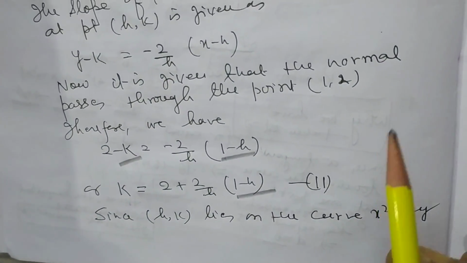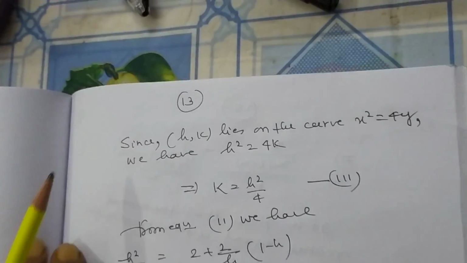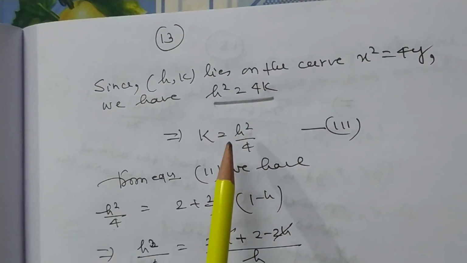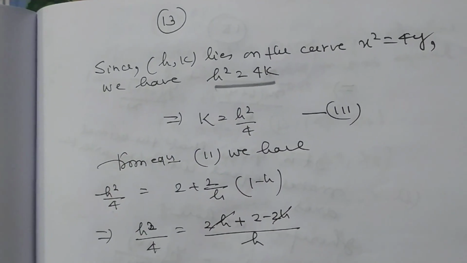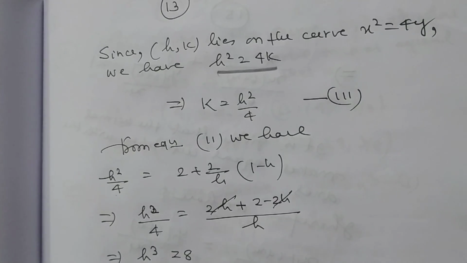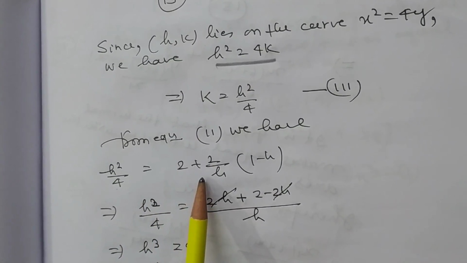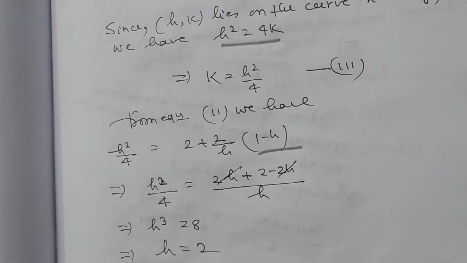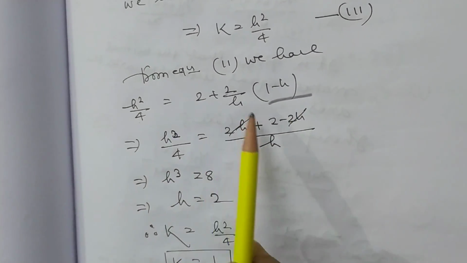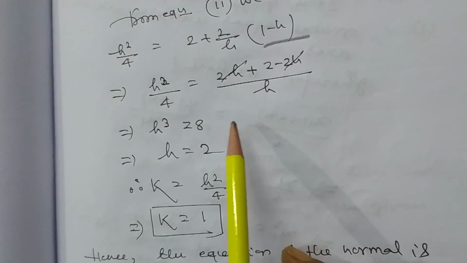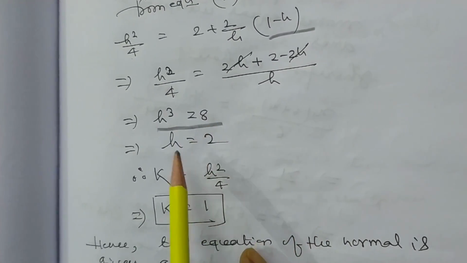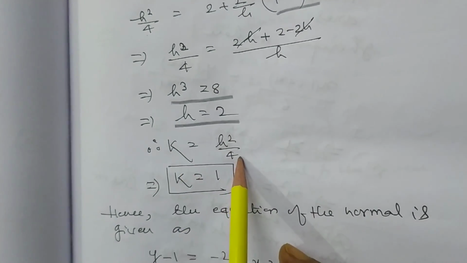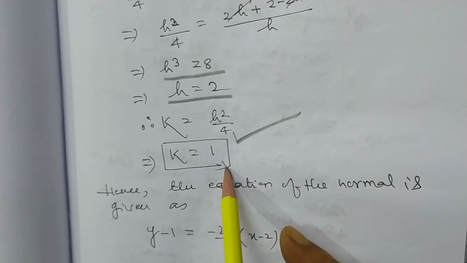Since h, k lies on the curve x square is equal to 4y, we have a relation. What relation? h square is equal to 4k. So, k is equal to h square by 4. From the second equation, we have h square by 4 is equal to 2 plus 2 by h within the bracket 1 minus h. H square by 4 is equal to 2h plus 2 minus 2h divided by h. So, h cube is equal to 8, h is equal to 2, and k is equal to h square by 4. So, k is equal to 1.